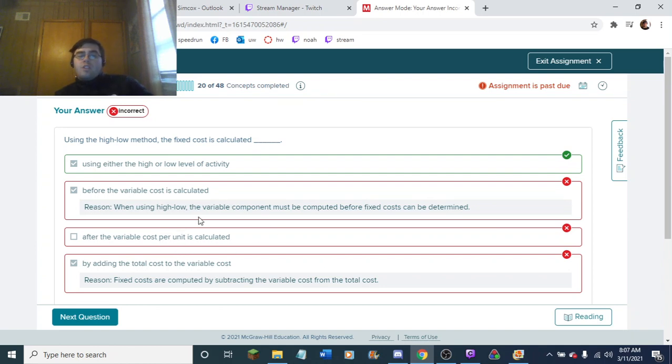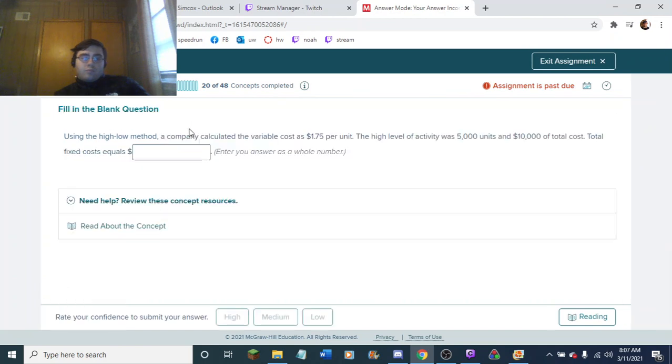You must calculate the variable cost per unit first, before calculating the fixed cost. Now, so $12.50.